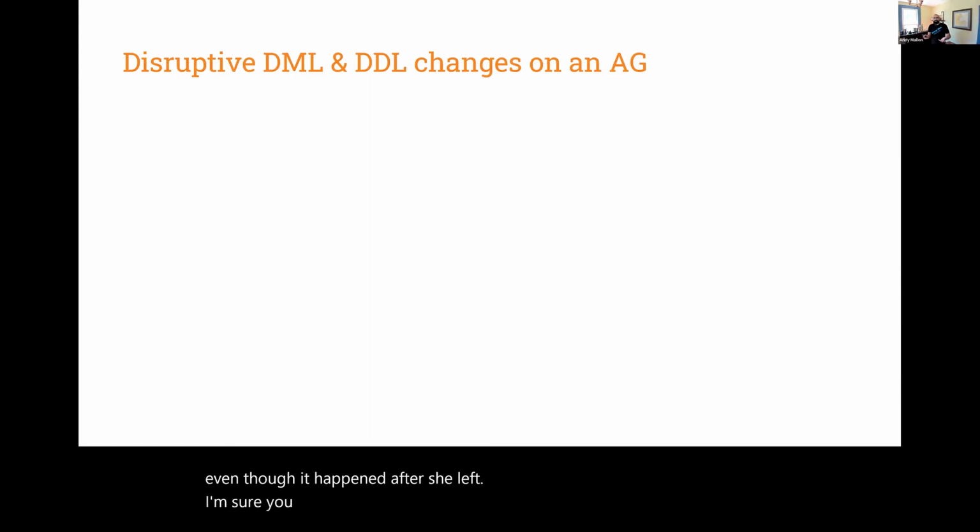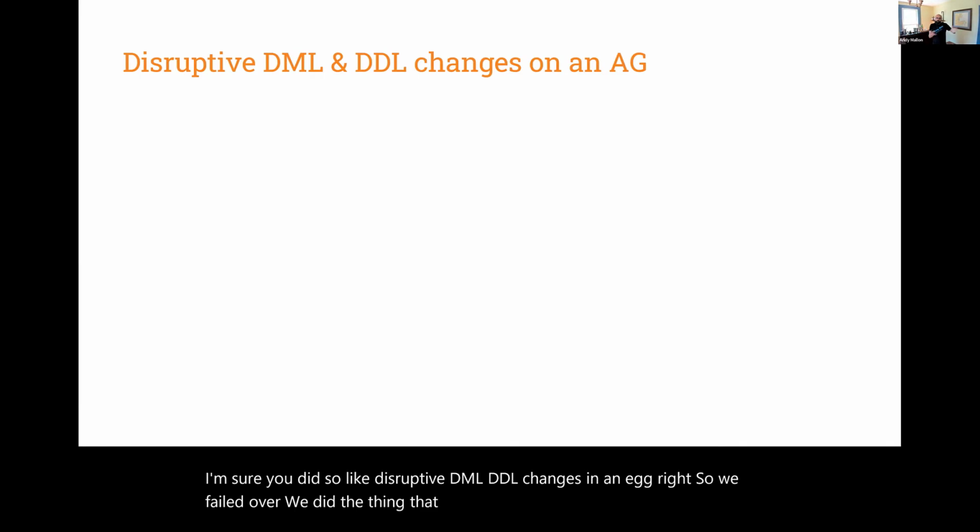So, disruptive DML and DDL changes in an AG, right? We failed over, we did the thing that Aaron mentioned for maintenance, where we moved to Colorado for like half an hour for me to do some of these schema changes.